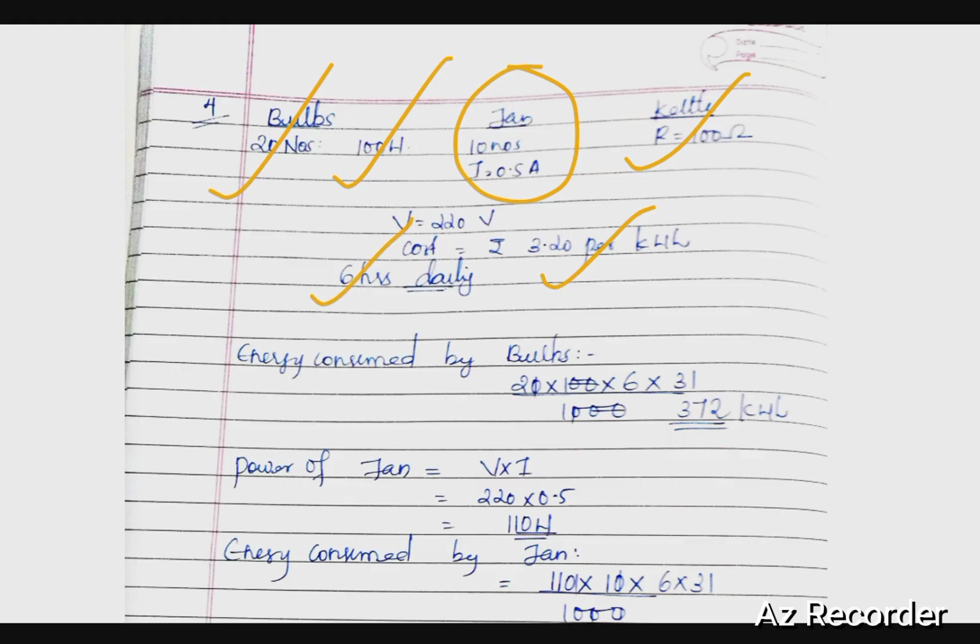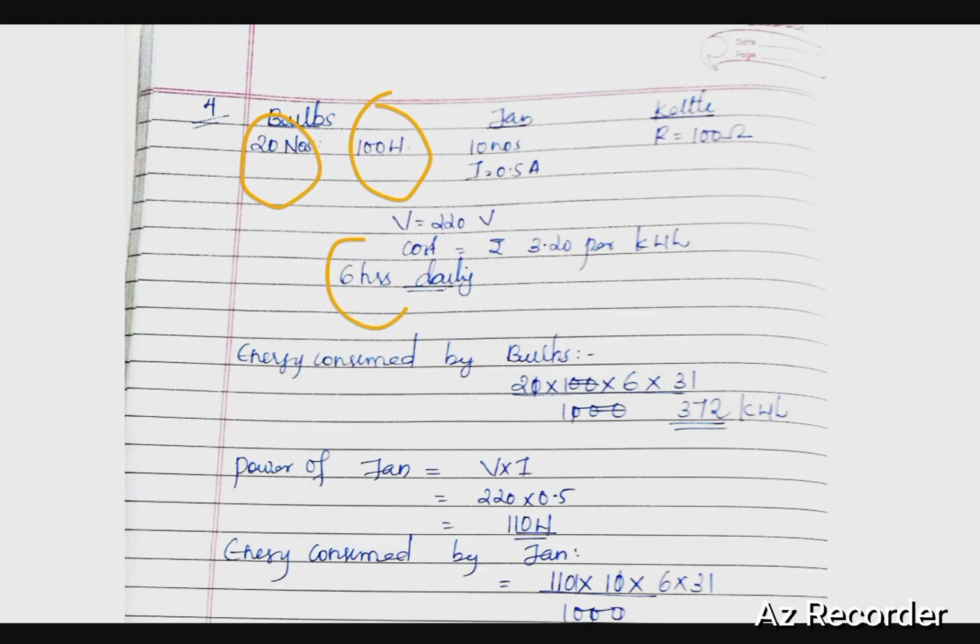So the total energy consumed by the electric bulbs will be, electric bulbs are 20 in number, each having a power of 100. So 20 into 100, it is used 6 hours daily, so multiplying it with 6. Now the month of August has 31 days, so the total energy consumed in the month of August will be this multiplied by 31. We need to convert it into kilowatt hour, so dividing by 1000, we will get 372 kilowatt hour.